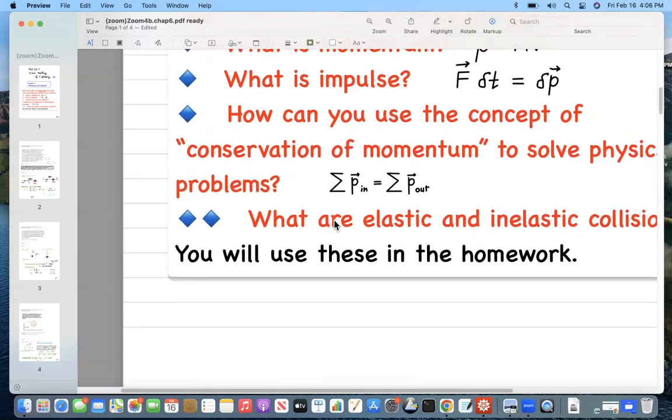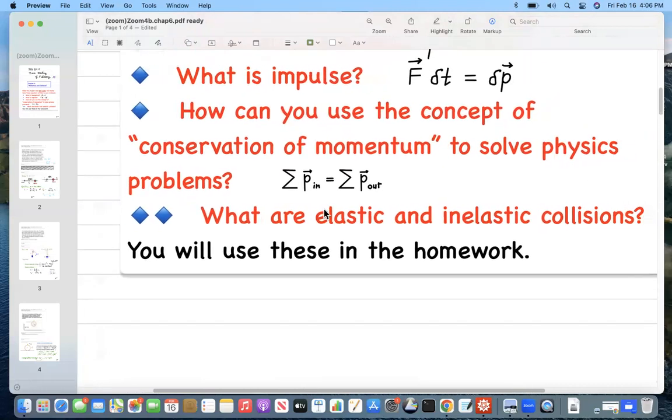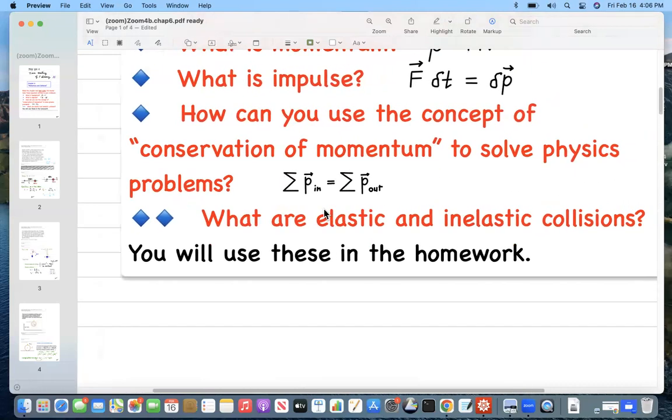Now, there's a couple of sections on collisions. The two simplest kinds of collisions are elastic collisions and inelastic collisions. In elastic collisions, energy is conserved. That is to say, kinetic energy of the colliding objects will be the same before and after the collision. In inelastic collisions, the kinetic energy is not conserved.